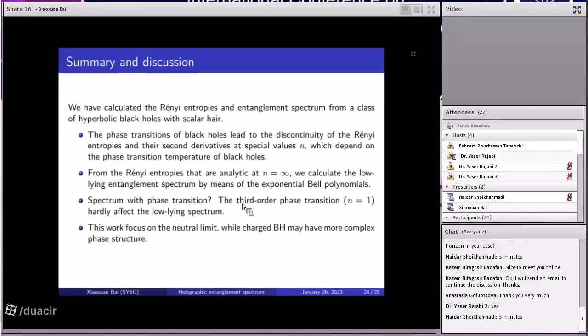Besides, this work focuses on the neutral limit, but the charged black hole may have more complex phase structures, so it's also an interesting topic to explore.